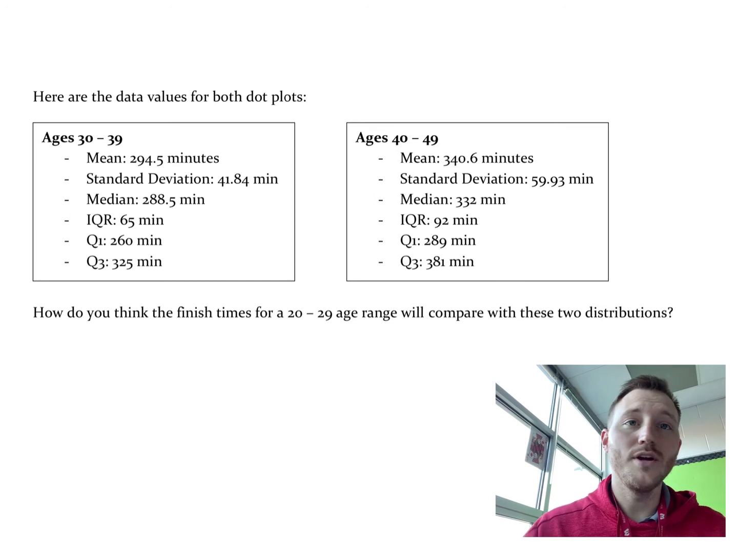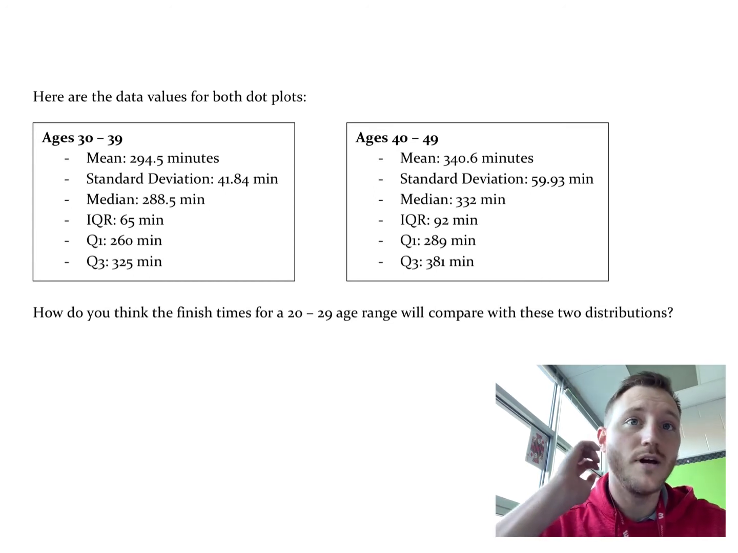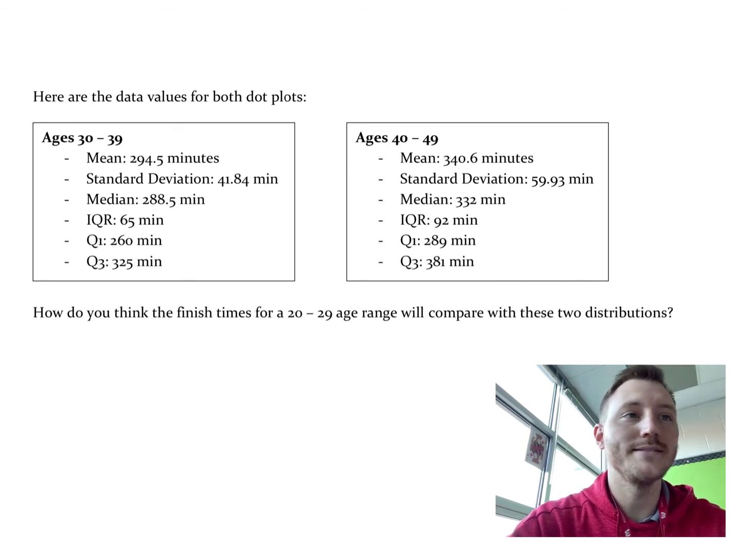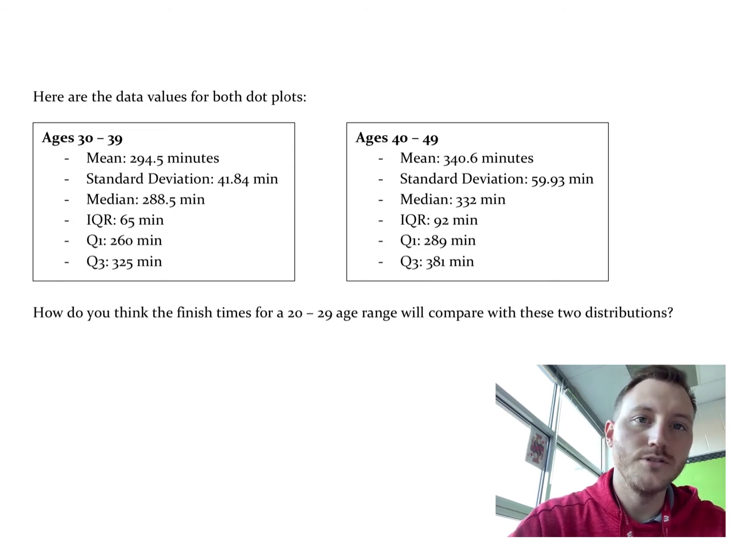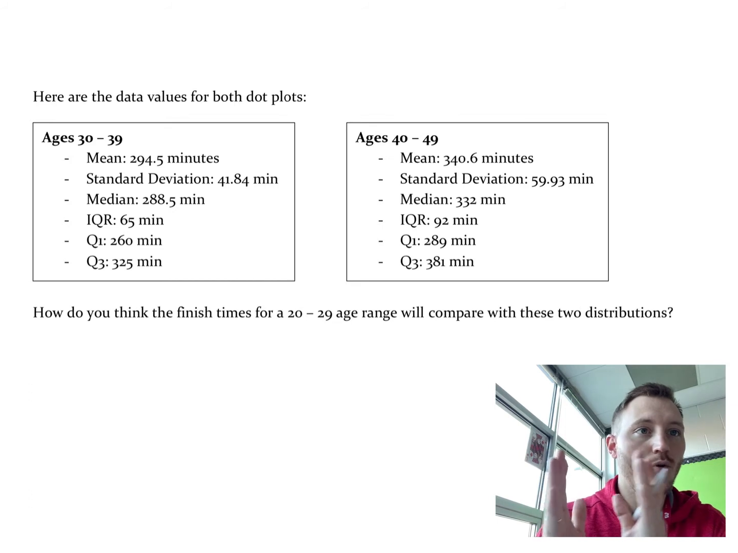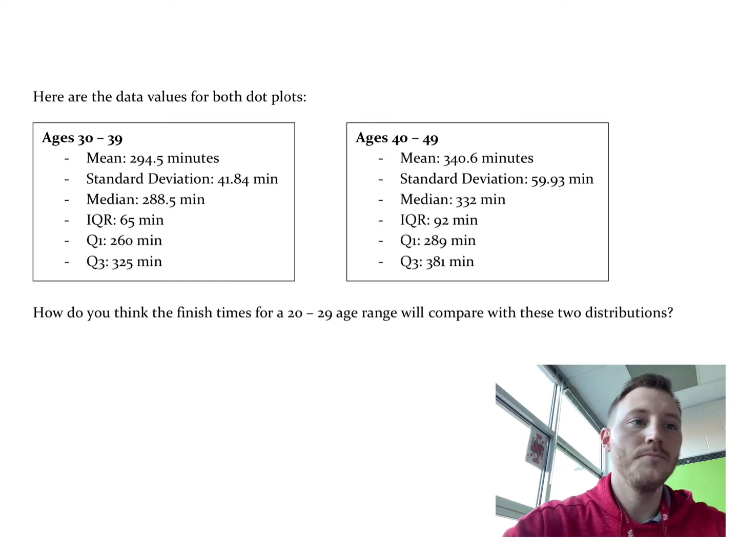Here we're looking at some of that data with actual numbers now. The 30 to 39 group averages 294.5 minutes. The standard deviation, which determines the spread of our data, is low. And the middle number is 288.5. It's close to that 294 number. We can see the interquartile range, quartile 1, quartile 2. We can see that the interquartile range is shifted more in, while the 40 to 49 is 92.